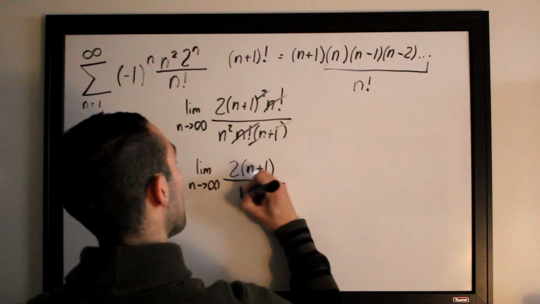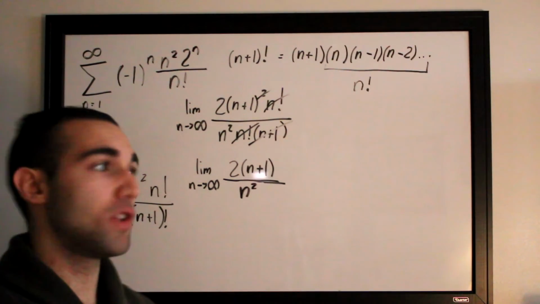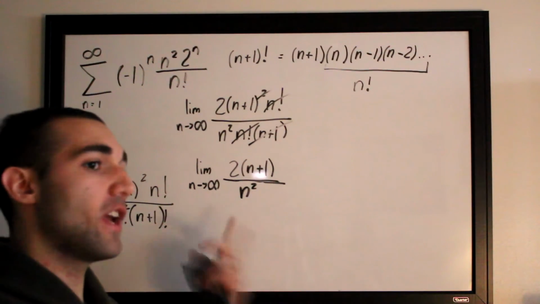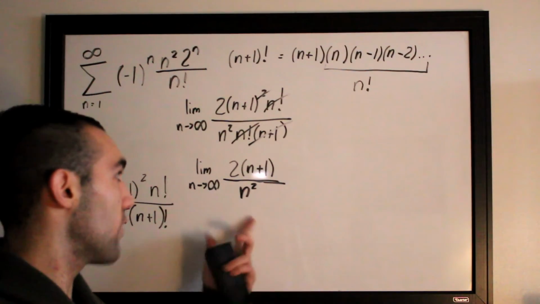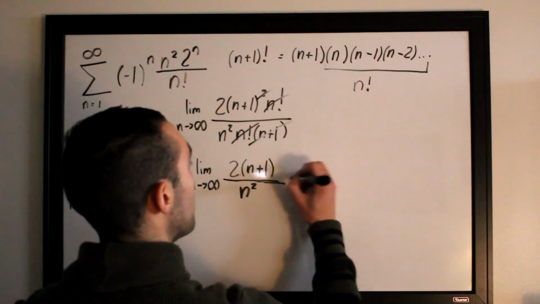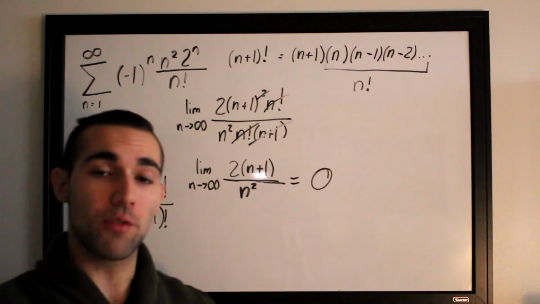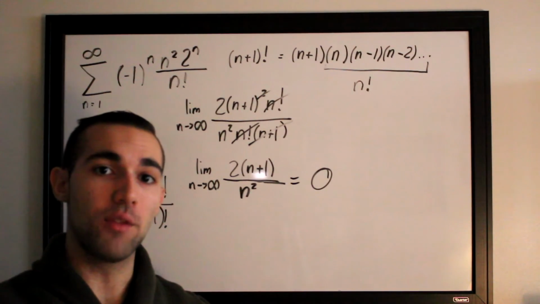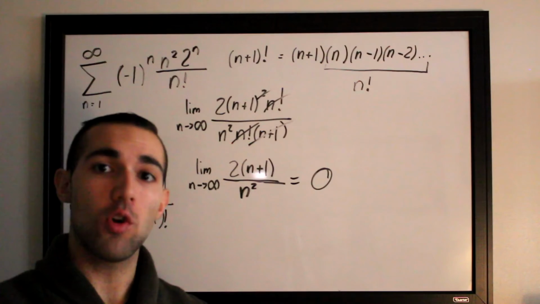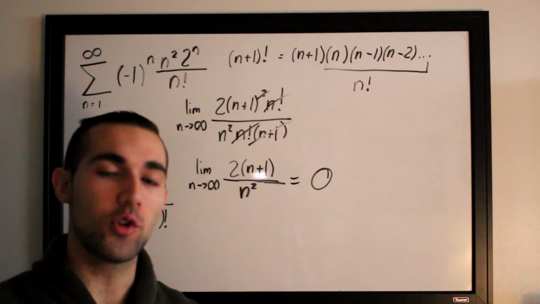So this is going to become n^2 in the denominator, and now this is just a basic limit as n approaches infinity. We see that the power down here in the denominator is going to be greater than the power in the numerator, so we can automatically conclude that this limit is going to go to 0. And according to the rules of the ratio test that I had set up at the beginning of this video, the limit is 0, which is less than 1. That means that this series is absolutely convergent.